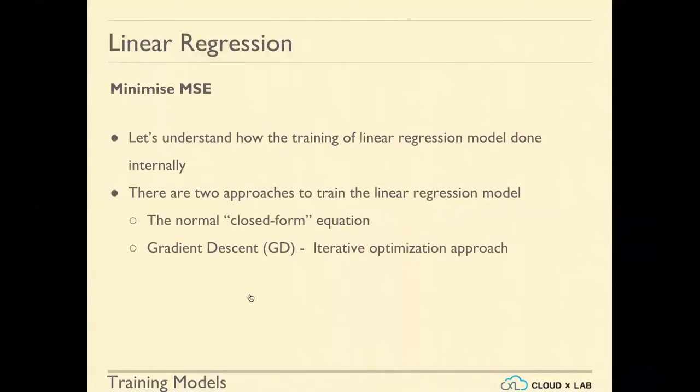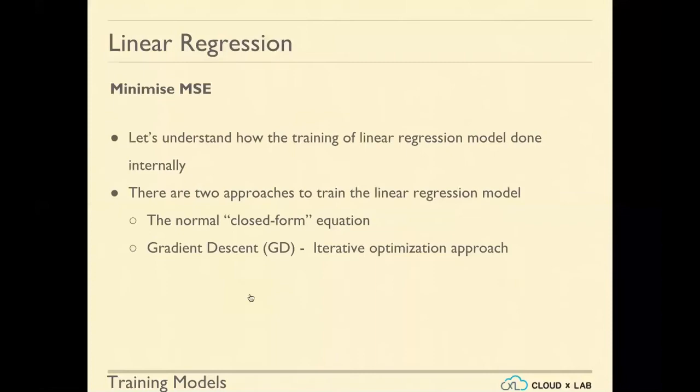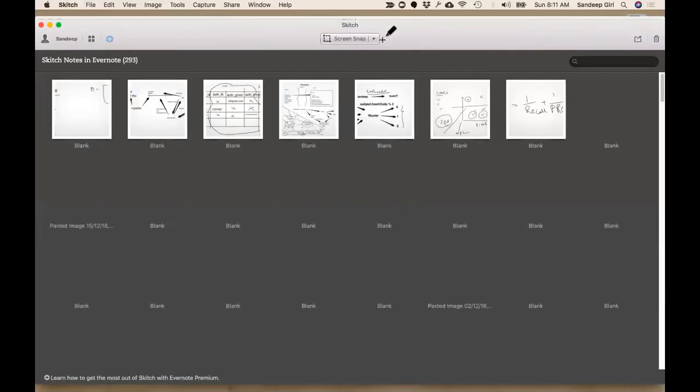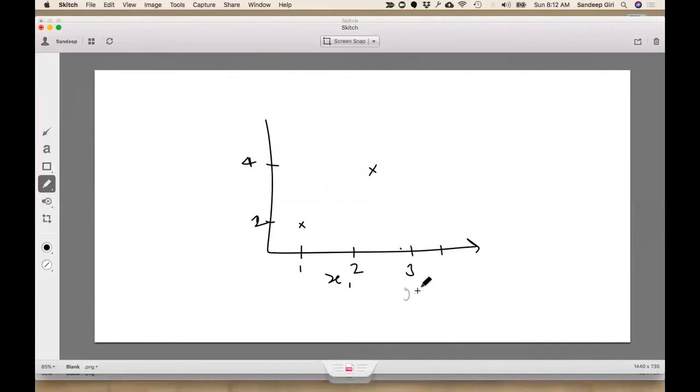Let me, all right, be with me here. Let's say for x as 1, we got 2 here. This is 1 point. And let's say for x as 2, we got, say, 4. So if I ask you what will be the value at x equals 3, what will be the value of y?